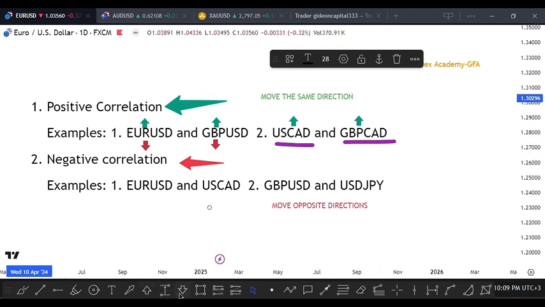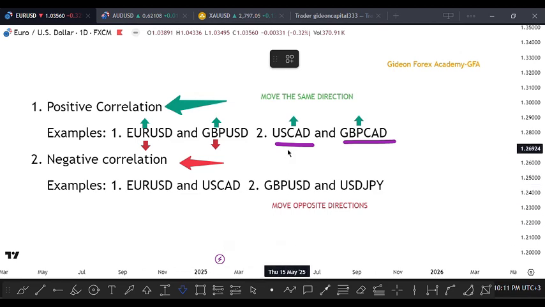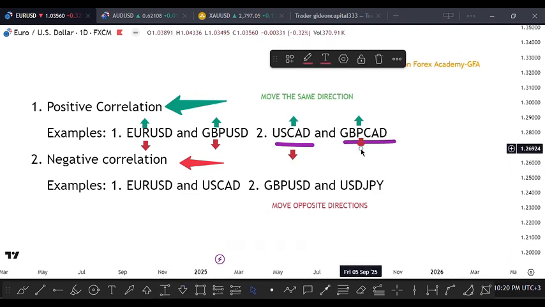If USD/CAD is moving south, or it is a sell, or it's bearish, it's most likely that GBP/CAD is also bearish. So they have a positive correlation also. They move in the same direction. Take note of that, guys.